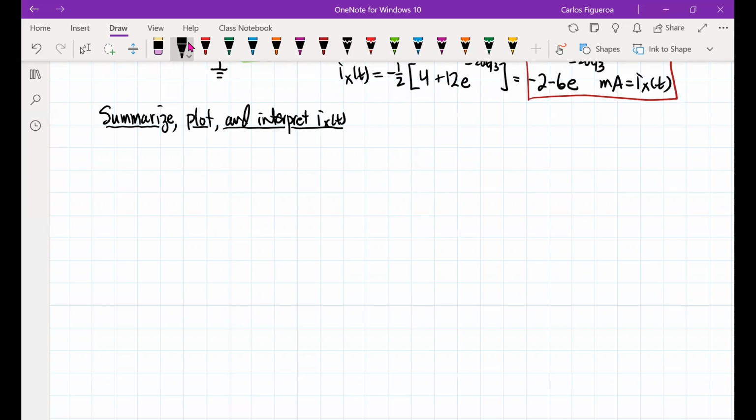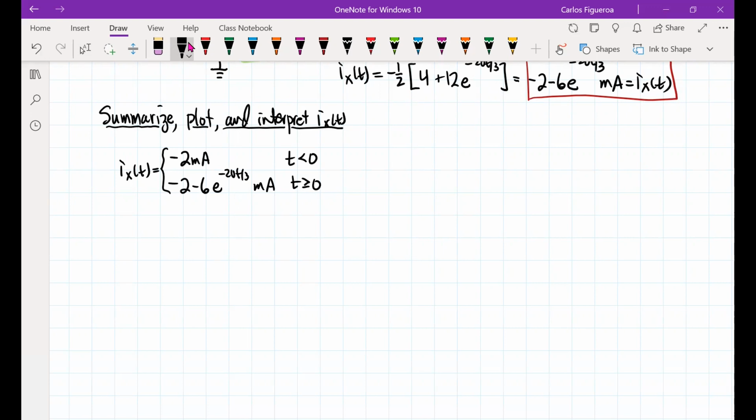So if I look in summary here, I get minus 2 milliamps, and then I get minus 2 minus 6 e to the minus 20t/3, also in units of 1 milliamp. So this guy is going to be at t less than 0, and then at t 0 like that, you're going to see that this guy is now Ix of T. So I haven't done anything new. It's the same thing that we did.